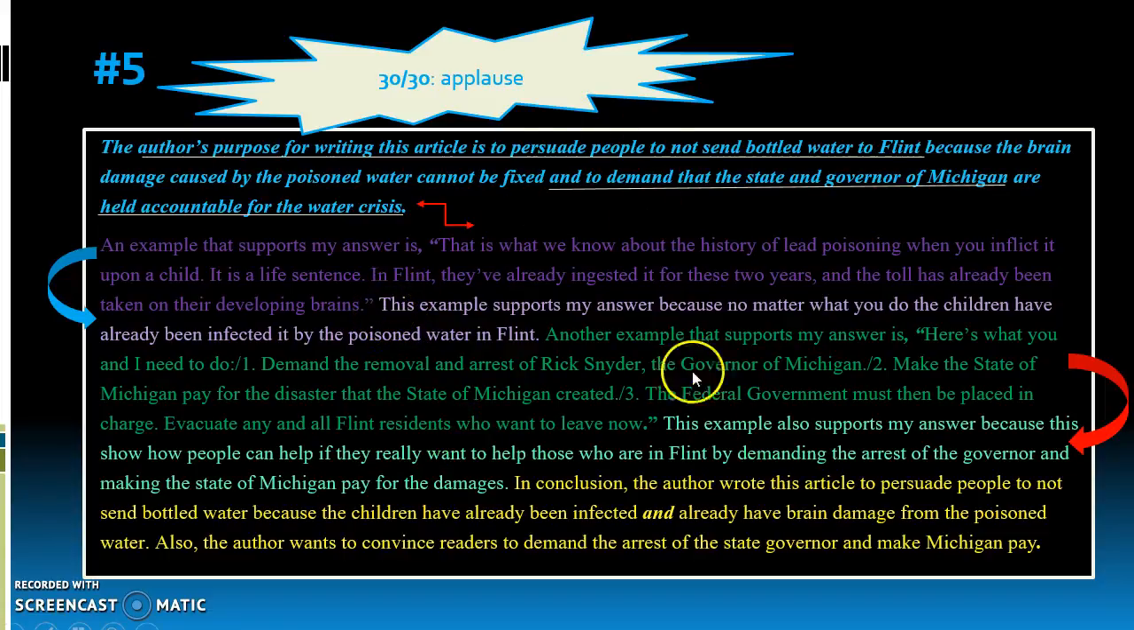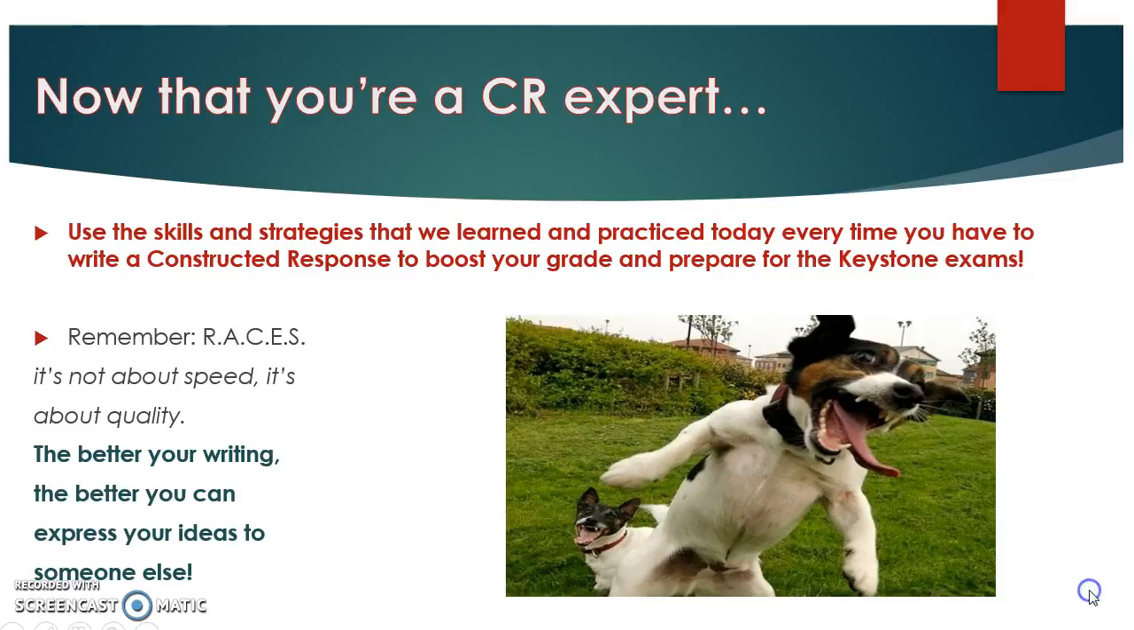And then, of course, you can see in green, moving on to the second citation and the second explanation. And finally, the student wraps up the response in conclusion by rewording the author's purpose to persuade people and rewording both parts of the main idea. We have a really nice summary that's complete and thorough, and a definite 30 out of 30 or a 3 out of 3. So very well done.